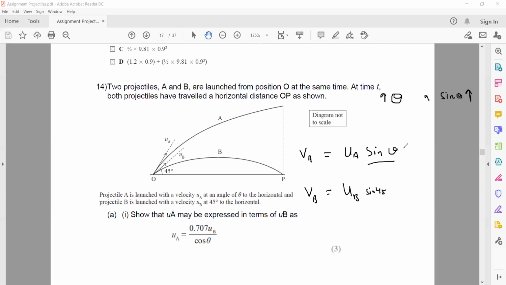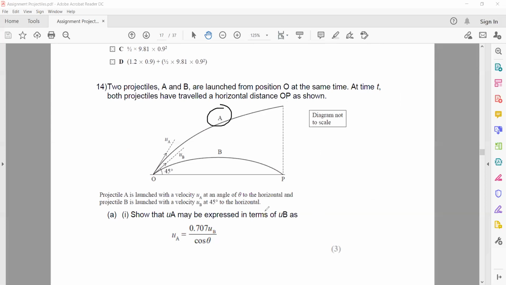As the value of sine theta increases, and UA is already higher than UB, which we worked out in the previous part, theta is larger so sine theta is larger. So the vertical velocity of A should be higher than the vertical velocity of B. That is obvious, because the height covered by A is higher compared to the height covered by B.